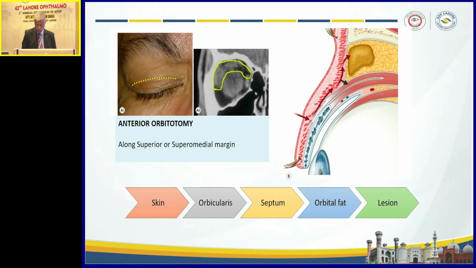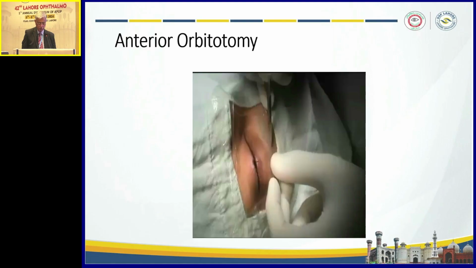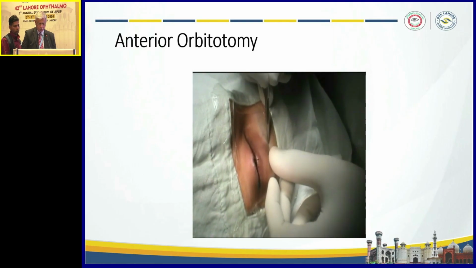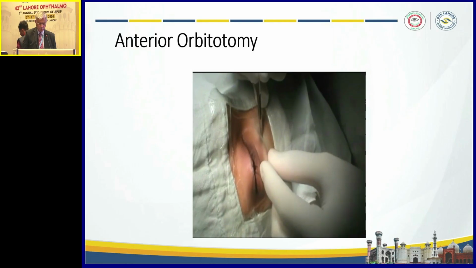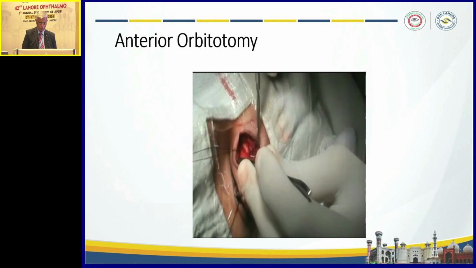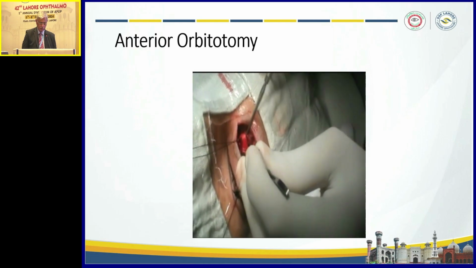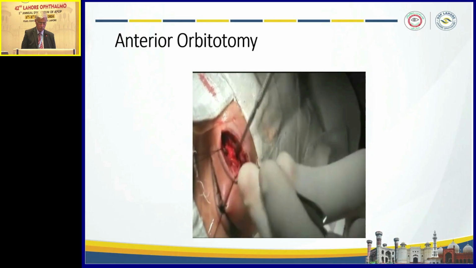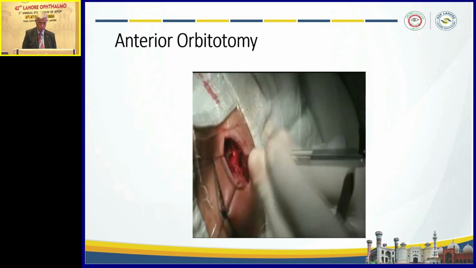I will very briefly show different videos of 1 minute duration each. Anterior orbitotomy. This was a case of osteoma of the frontal sinus, a very hard lesion. The incision was given just along the anterior orbital margin, and we identified the superior oblique muscle, and underneath it was a big bony tumor, an osteoma of the frontal sinus extending into the orbit.